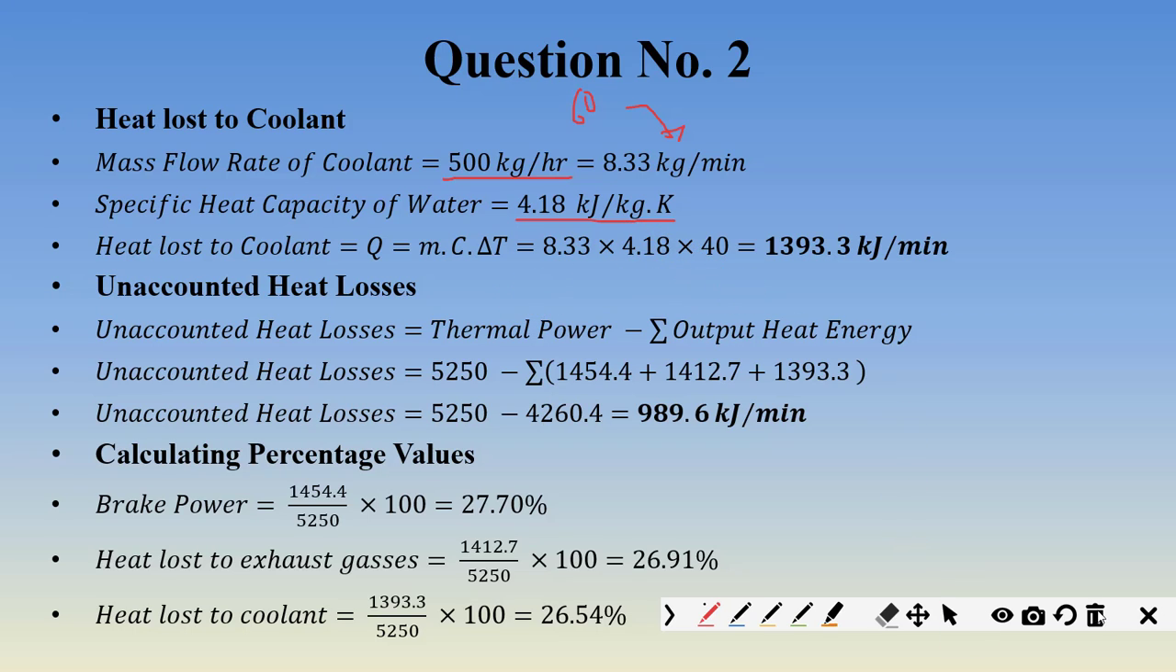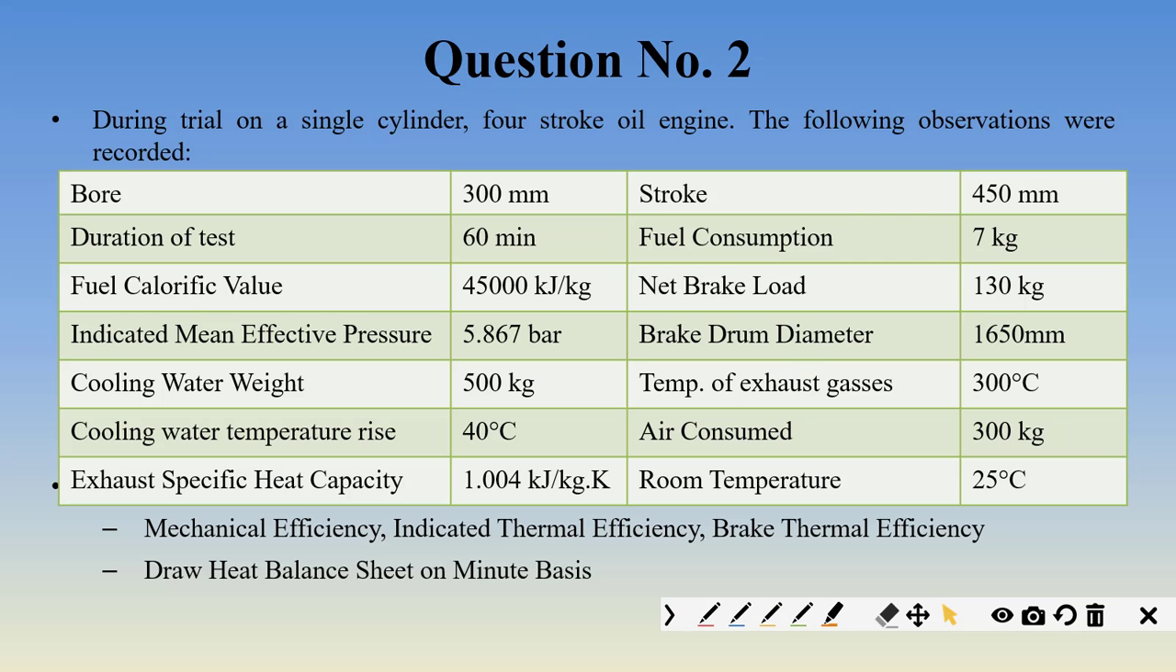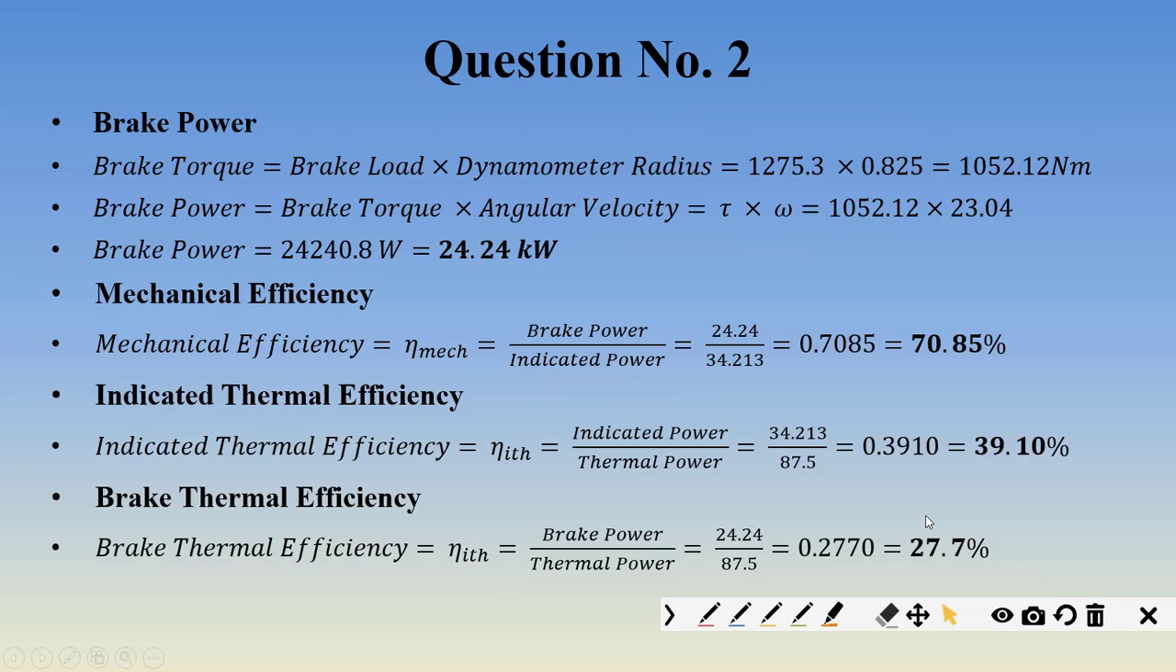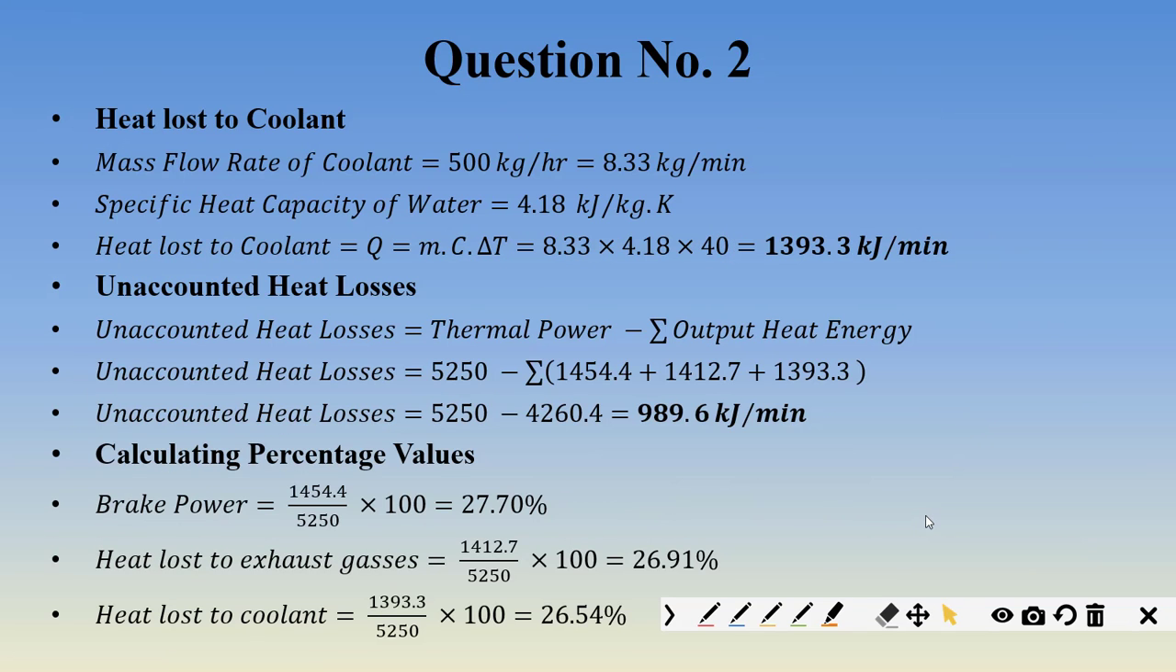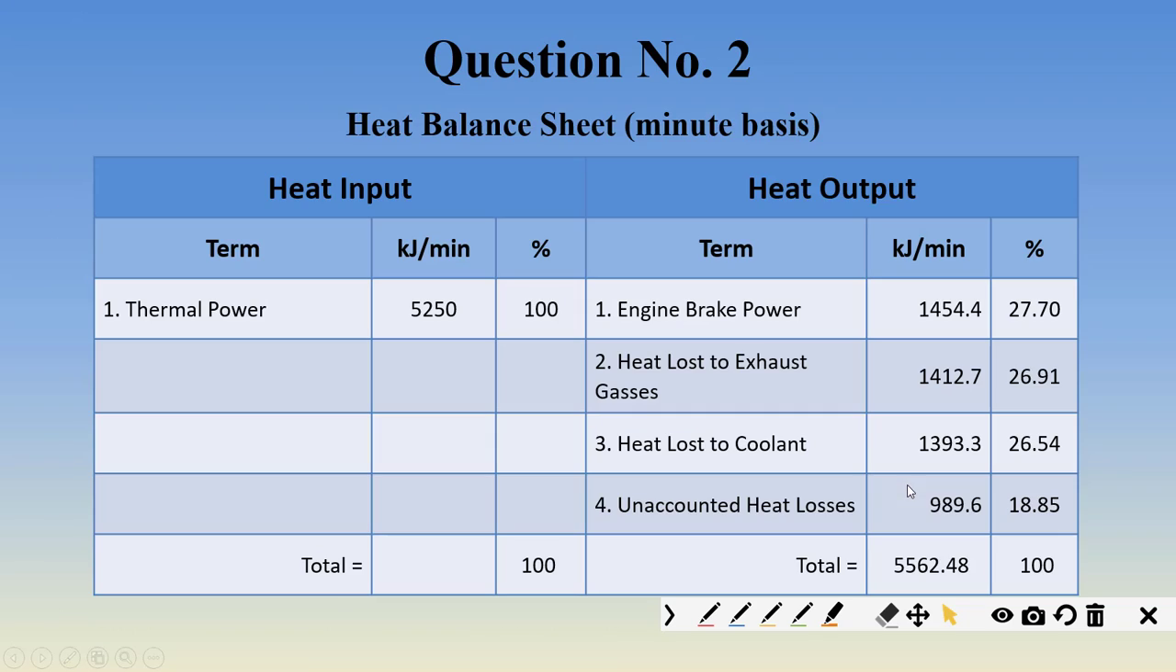And what is the delta T? Delta T has been directly given to us. See over here, the rise in cooling water temperature is given to us, 40 degrees Celsius. So substituting these values, Q equals m c delta T, we get the heat loss to the coolant, which is 1393.3 kilojoule per minute, right? Again, we have found all these values. What are the values that we have found out? We have found this value, this, this and this.